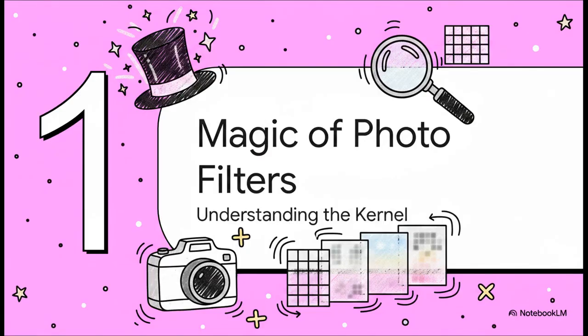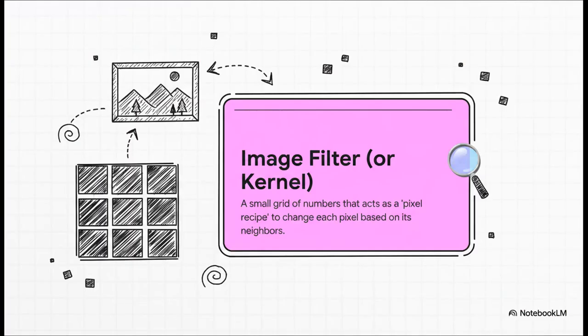Okay, so to really get how this works, we need to look at the main tool in the magician's toolkit. But it's not a magic wand, it's something called a filter, or sometimes a kernel. So, think of an image filter, this kernel, as just a tiny little pixel recipe. Seriously, that's all it is. It's a small grid of numbers that slides across every single pixel in your photo. And as it goes, it uses that recipe to cook up a new value for each pixel, based on the pixels right next to it.